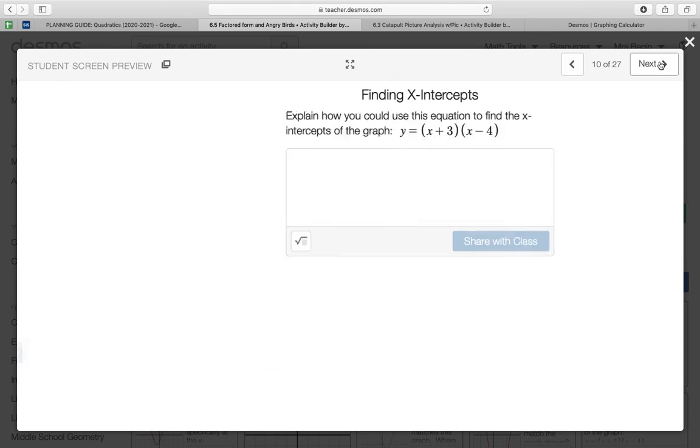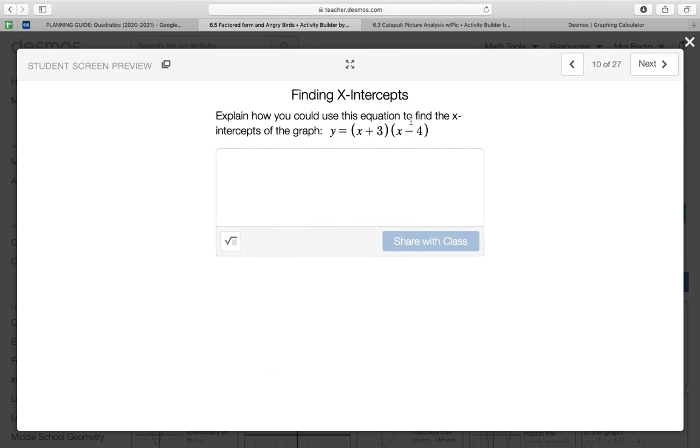Okay. Explain how you could use this equation to find the x-intercepts. So the pattern is, what's in the parentheses, it's going to be the opposite. So the opposite of 3 is negative 3. The opposite of 4 is negative 4.